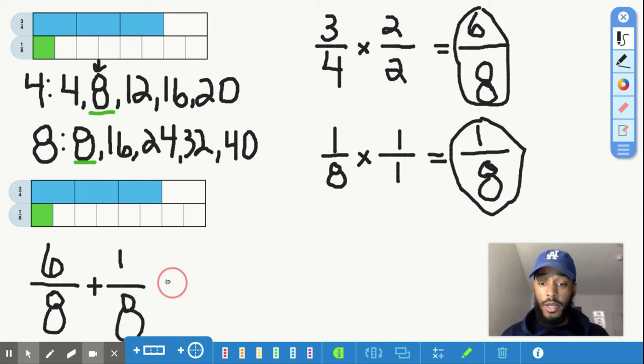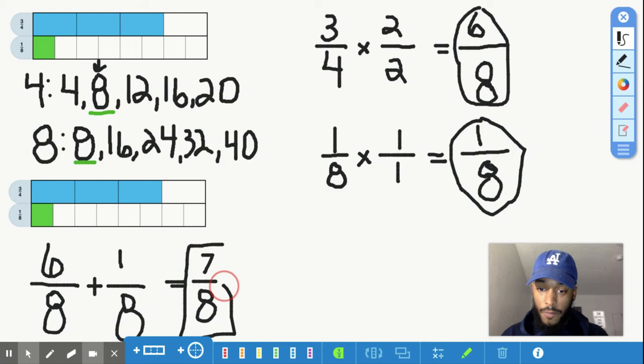means adding, okay? So I'm going to add across because my denominators are the same, and when we have like denominators, we can just add or subtract normally, right? So 6 plus 1 is 7, and the denominator is going to stay the same when you're working with like denominators. So 7/8, that is going to be the length of the longer. I'm going to put an L for longer. Now we have to find the difference. What is 6/8 minus 1/8?